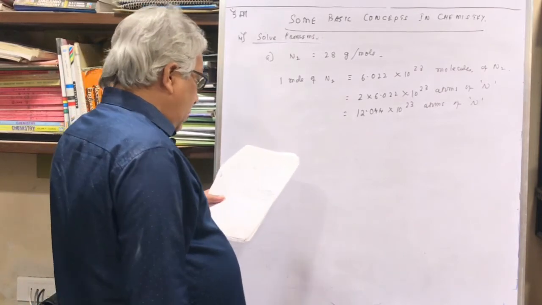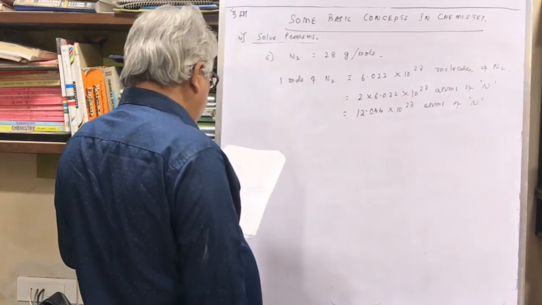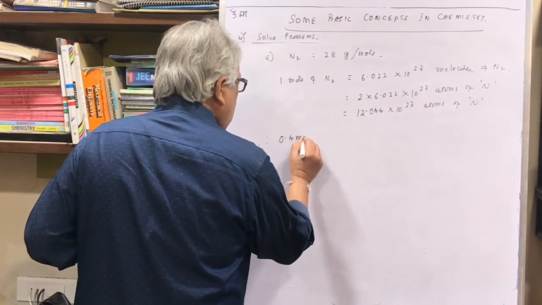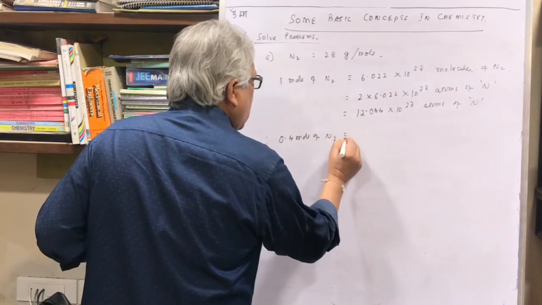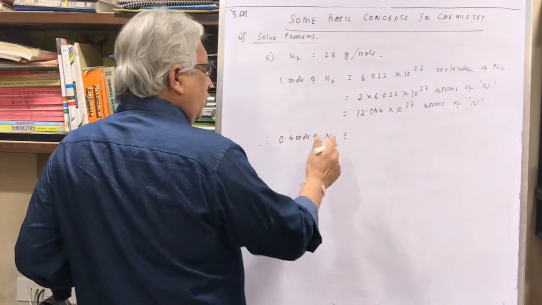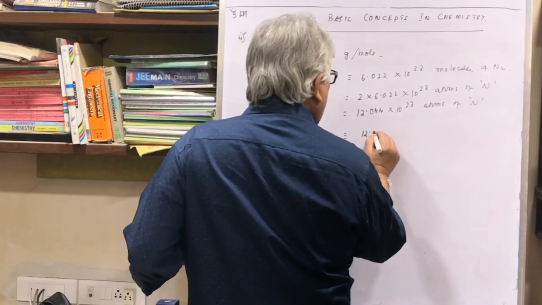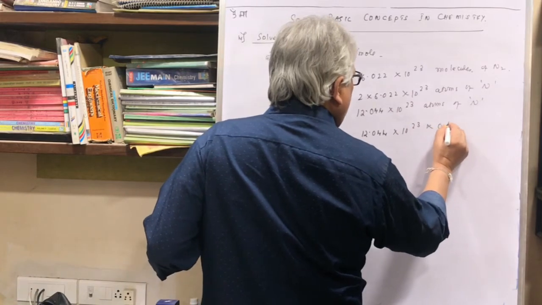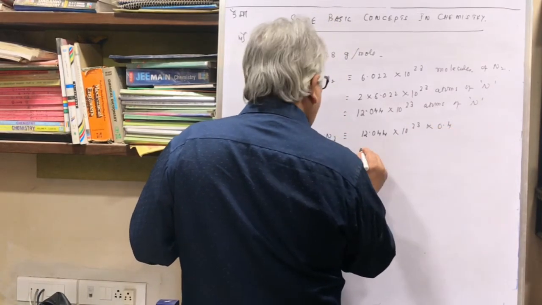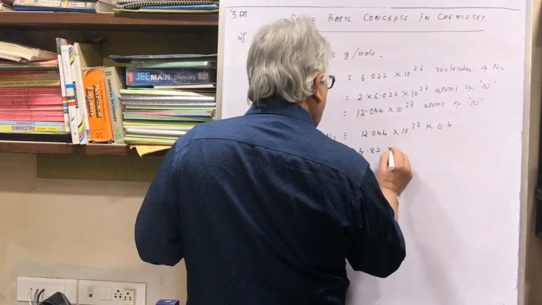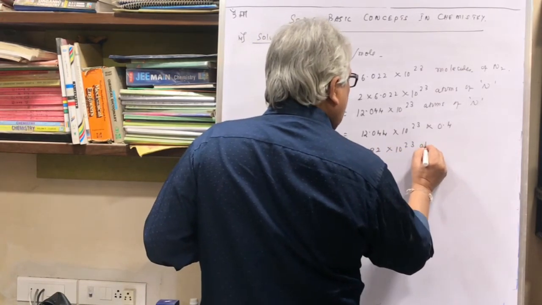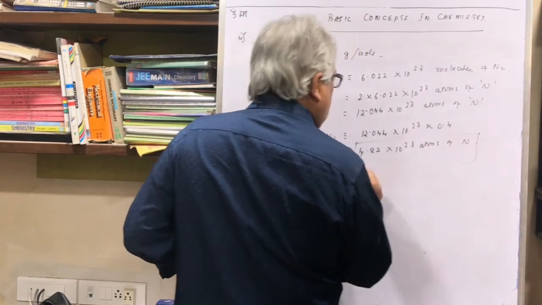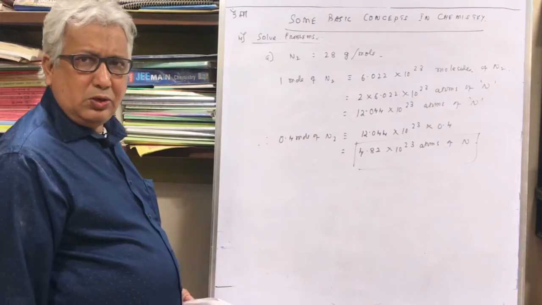Now, therefore, 0.4 mole of N2, 1 mole contains this many atoms, so 0.4 mole will be 12.044 into 10 raised to 23 into 0.4, and that will come to 4.82 into 10 raised to 23 atoms of nitrogen. This is what will be the answer. Is that clear to you, children?